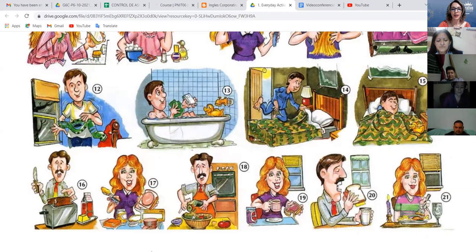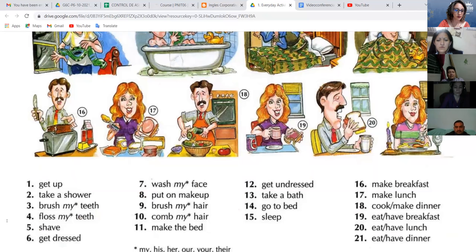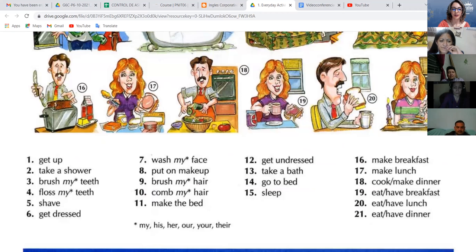Oscar, can you create one sentence, please? I dressed at 7 a.m. yesterday. Okay, thank you, Oscar. Just the verb. The verb is over here. I got dressed, number six. Got dressed at... And you mentioned the time. Okay, thank you, Oscar. Now let's check the other ones.